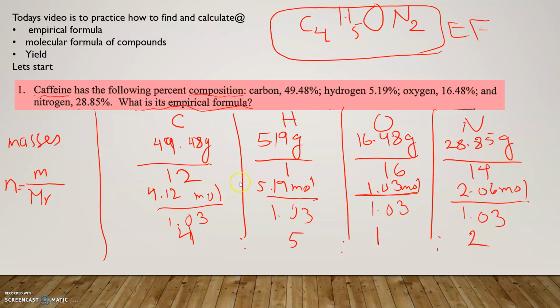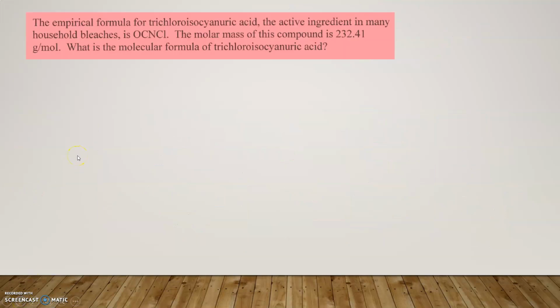Now of course, you try that by yourselves later. This is the second example. For the second example, the empirical formula of trichlorocyanuric acid, because there is cyanide here, CN, the active ingredient in many house bleaches. Cyanide is actually poison, so take care, guys. The molecular mass of this compound is 232.41 grams per mole. What is the molecular formula?